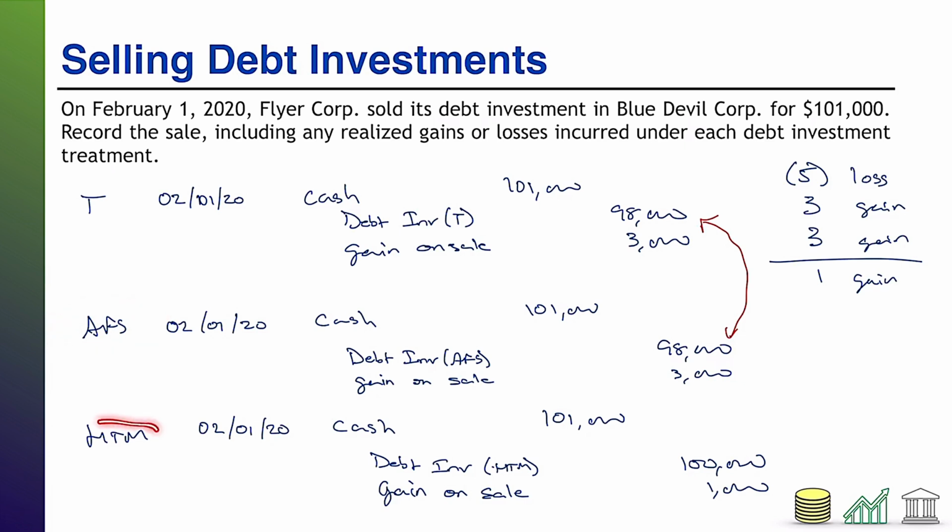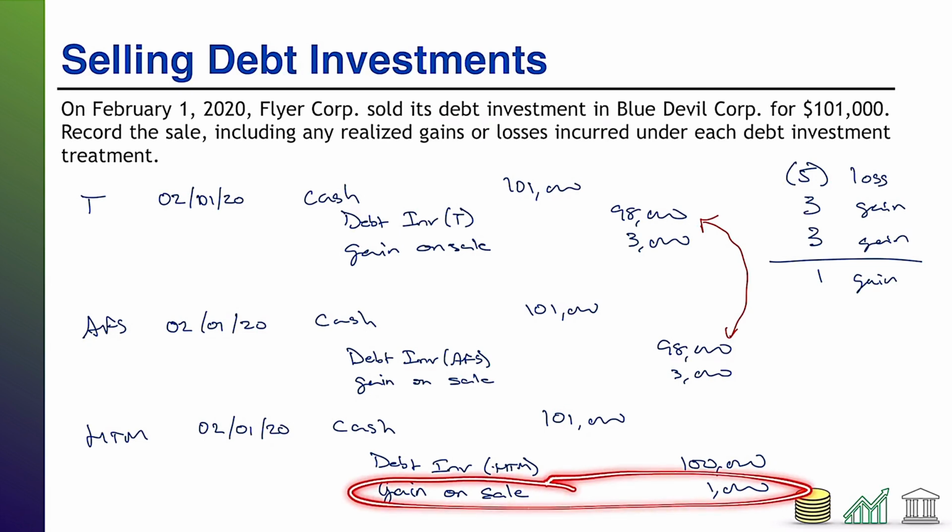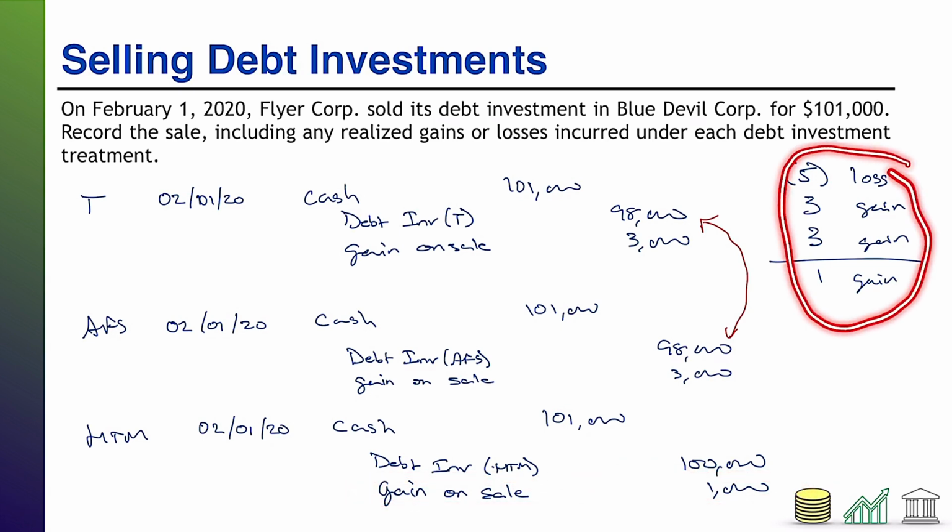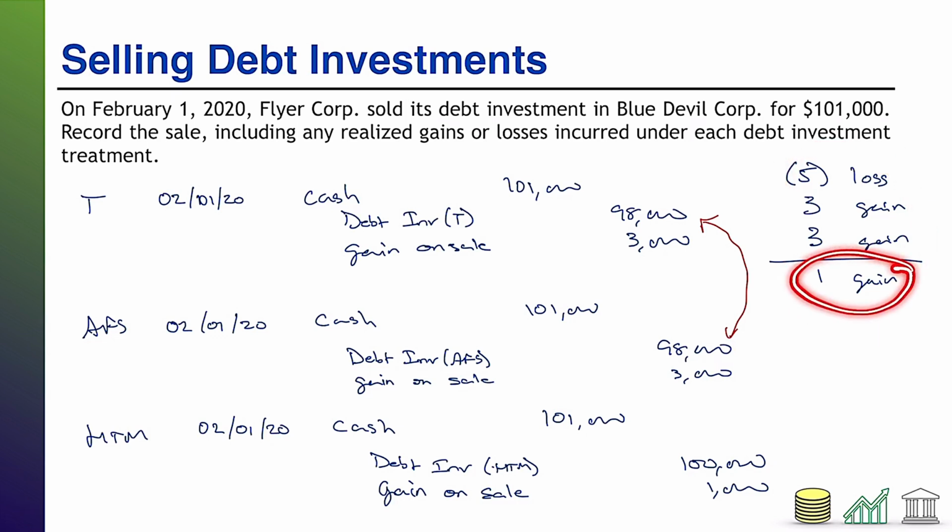Remember, held to maturity, you didn't run any gains or losses through the income statement either. You bought it for 100, you sold it for 101, your actual gain was 1,000. Under trading, you ran a bunch of gains and losses the whole time, but sum total, they came up to 1,000. Under AFS, you have not yet run any gains and losses through the income statement. The gain you need to record on this sale is 1,000, the true gain. And that is going to match the gain from the held to maturity.